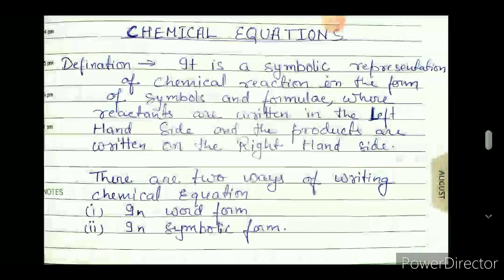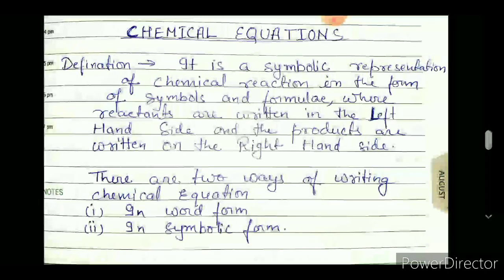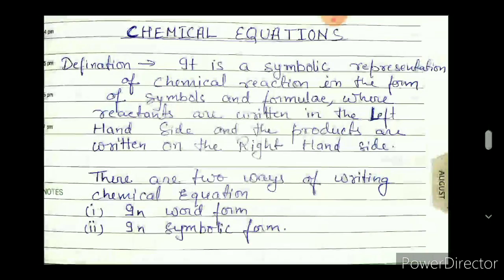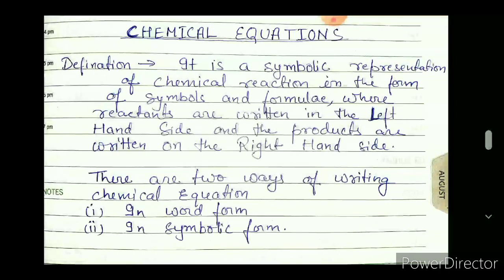Till last lecture we have discussed what a chemical reaction is. So now we are ready to discuss what a chemical equation is. As we have seen many chemical equations in the previous lecture, the first and most common was Mg plus O2 gives MgO, and many more reactions that we have seen. So let's define it first.